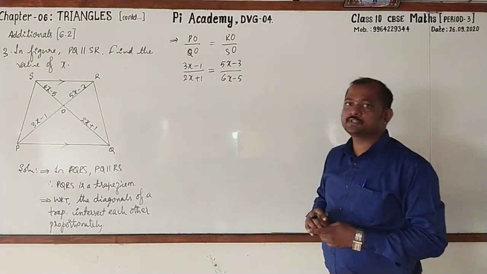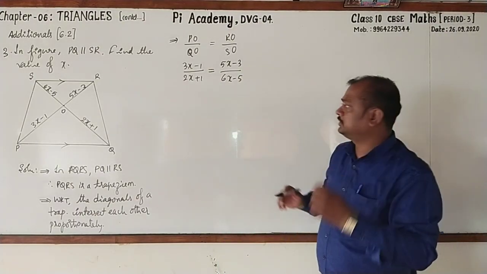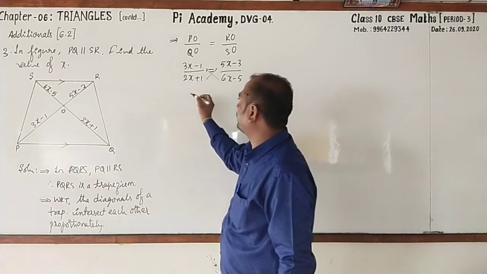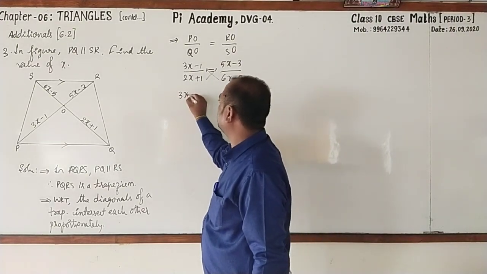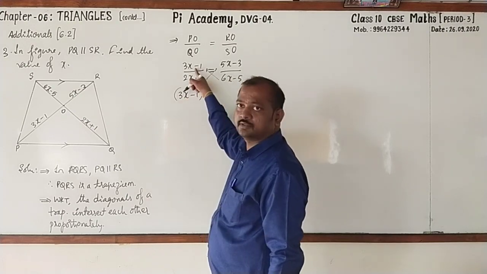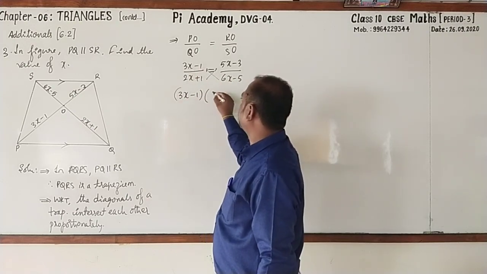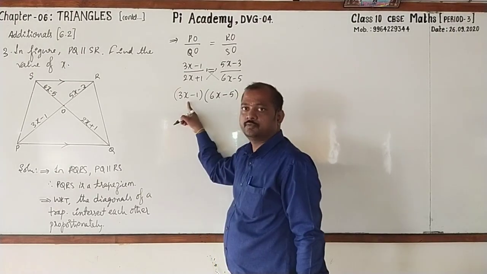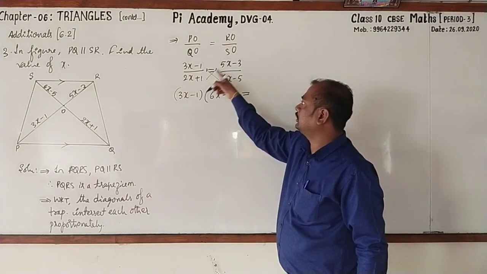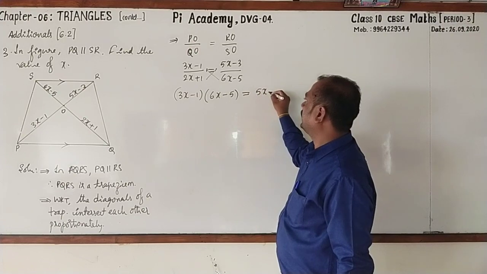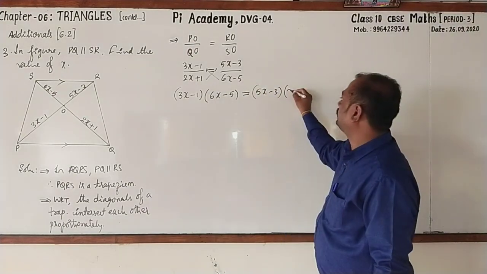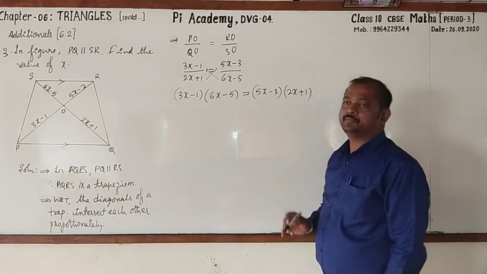Then how do you go for simplifying this? Yes, you are right, by cross multiplying. Yes, go for cross multiplication. It is 3x minus 1 as it is. Then on cross multiplying we can write 6x minus 5 with the first term, which is equal to, in the RHS side, 5x minus 3. Write it as it is. Cross multiply 2x plus 1.